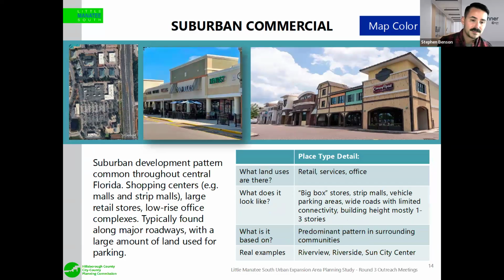Suburban commercial, this sort of is a parallel to suburban residential. Again, this is shown in the cobalt blue color on the maps and is represented by the types of places that you can see here shown on the slide.